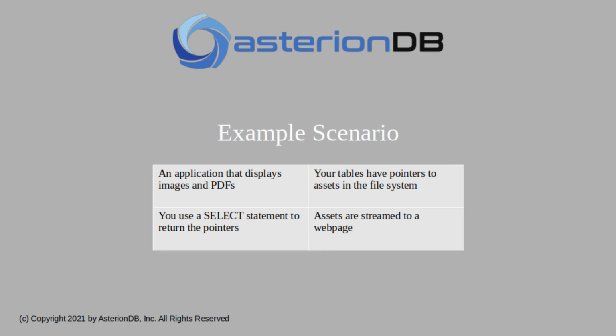When you compare our example to your situation, the key thing to remember here is that you have pointers in your database to assets in the file system. You use a simple select statement to get the file pointers in order to display the pictures and PDFs on a web page. We'll show you how we modify our code and tables to make the change.